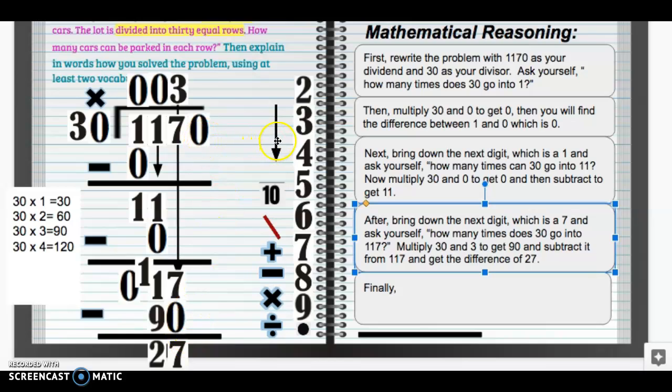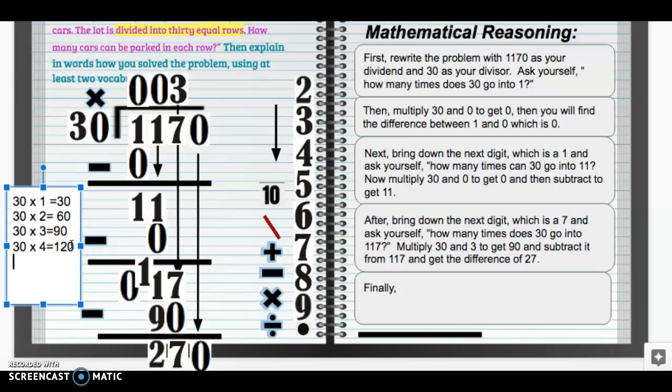So then you still have a 0, so you have to bring down that 0. And you have to see 30 times what gets me, or at least close to, 270. Well, let's continue listing our multiples. 30 times 5 equals 150. 30 times 6 equals 180. 30 times 7 equals 210. Well, we're getting close.